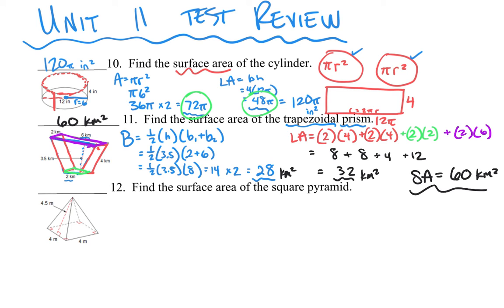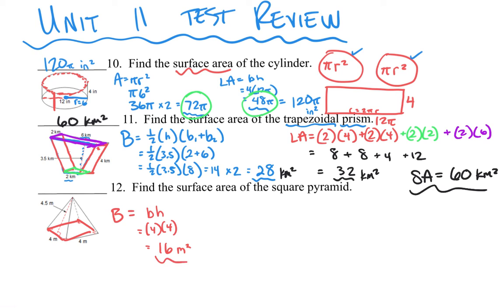All right, number 12, find the surface area of the square pyramid. Okay, so again, we start the same way. Find the area of the base. So we'll use a big B for the area of the base. And it's a square, so it's just going to be whatever the side length is squared. Or if you're still using little b times little h, that's cool too. They're both 4. Whatever floats your boat. So our base area is 16 square meters.